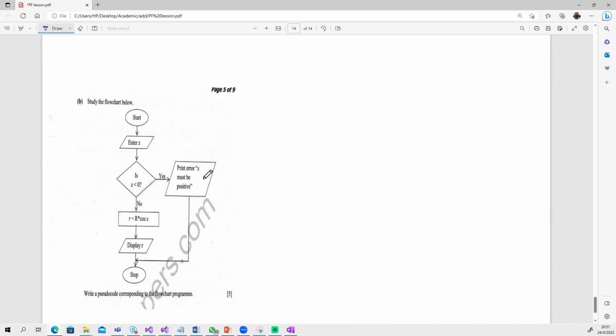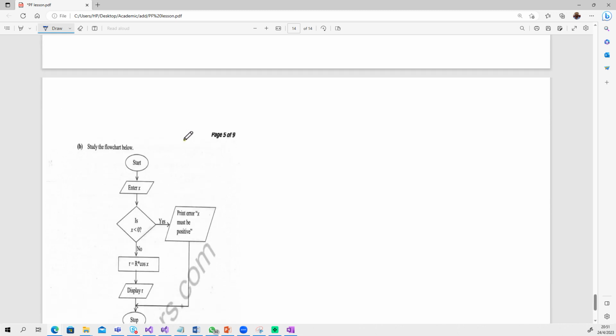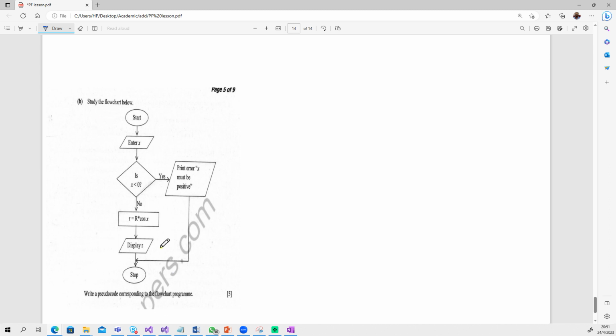This next one should be even simpler because it's almost similar to what you saw above. So how do we convert this into a pseudocode? The first thing we do is start. What do we see here? Enter x. This tells us it's input, so we'll also put it here. Enter x. Next is the condition: is x less than 0? So you say if x is less than 0.